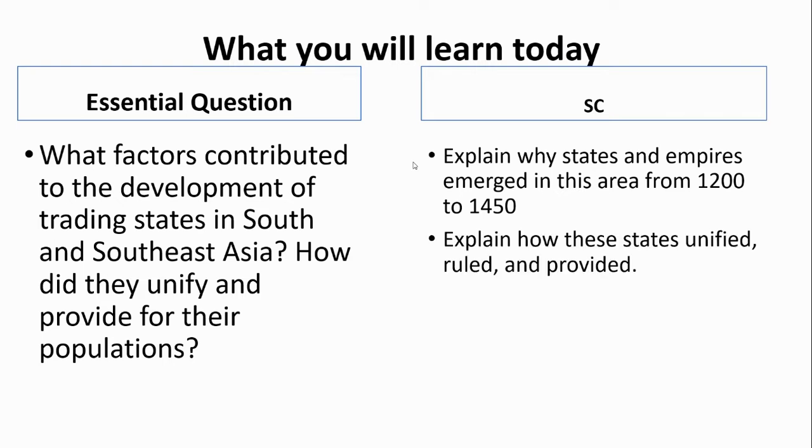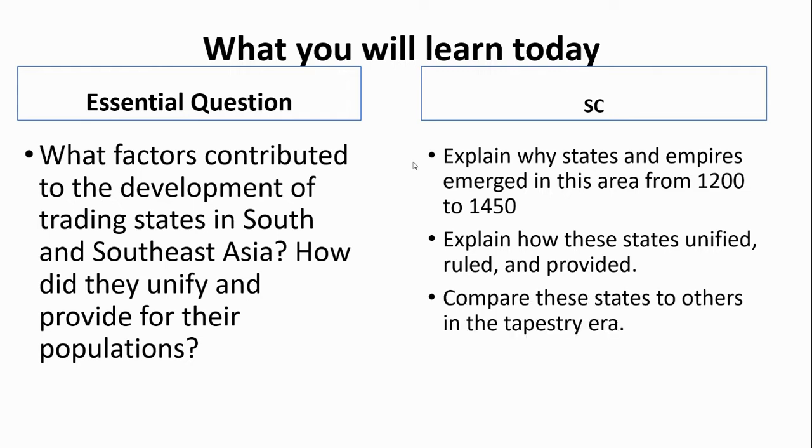After that part of the lesson, we're going to focus on how these new trading states unified, ruled, and provided for their populations. Now, in this, we're not going to get as specific as we got in Dar al-Islam nor in China. We're going to hit the high points. And this is a very complex lesson because there's just not one common state to look at. There's actually four. So as we go through this, focus on the key things that define them as a trading state and also the unique ways that they unified, ruled, and provided.